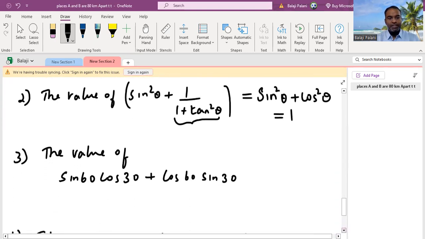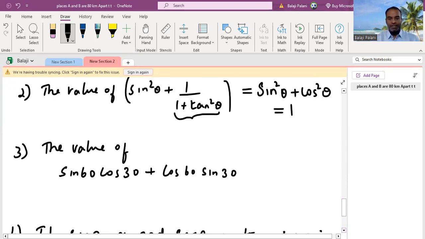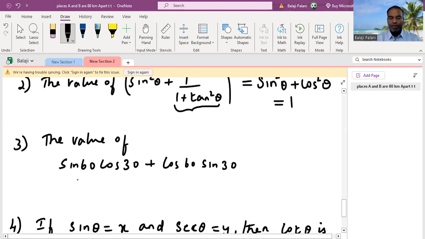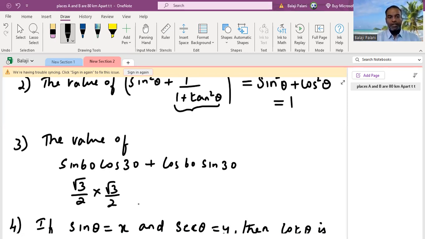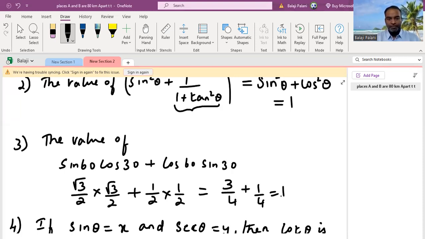Value of sine 60 cos 30 plus cos 60 sine 30. If you are good with the values, you can just quickly substitute this. Sine 60 and cos 30 both are same. Similarly, cos 60 and sine 30 are one and the same. So you will get 3 by 4 plus 1 by 4, which is equal to 1.